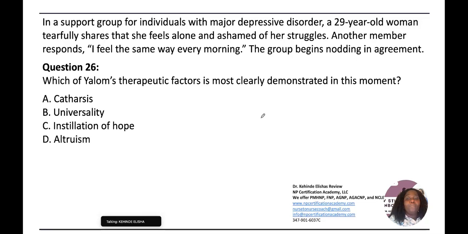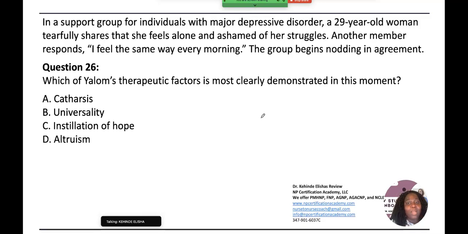In a support group for individuals with major depressive disorder, a 29-year-old woman tearfully shares that she feels alone and ashamed in her struggles. Another member responds, "I feel the same way every morning." The member begins nodding in agreement. Which Yalom therapeutic factor is most clearly demonstrated in this moment? A. Catharsis. B. Universality. C. Installation of hope. D. Altruism. Providers, drop your answers in the chat.